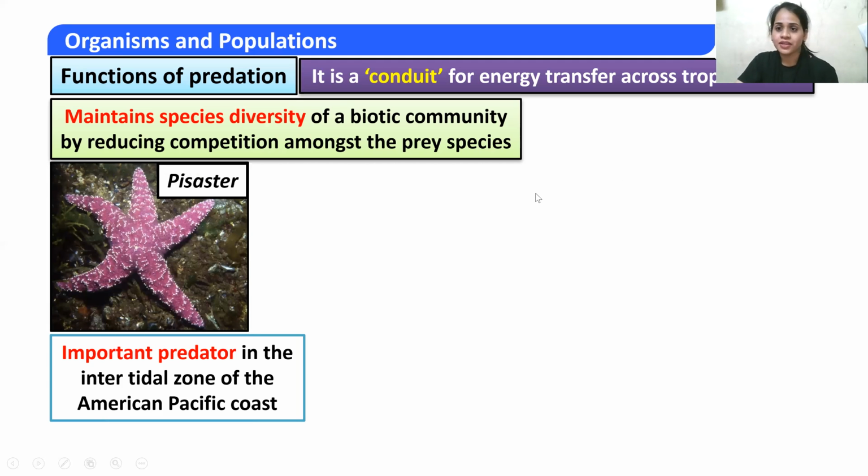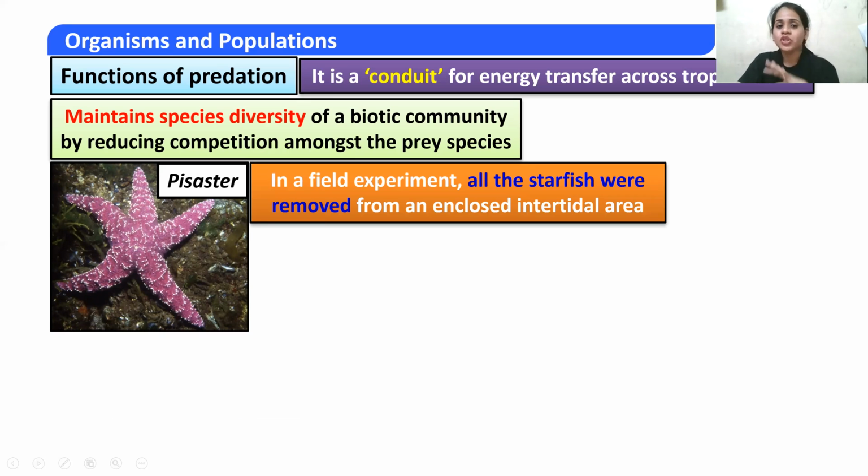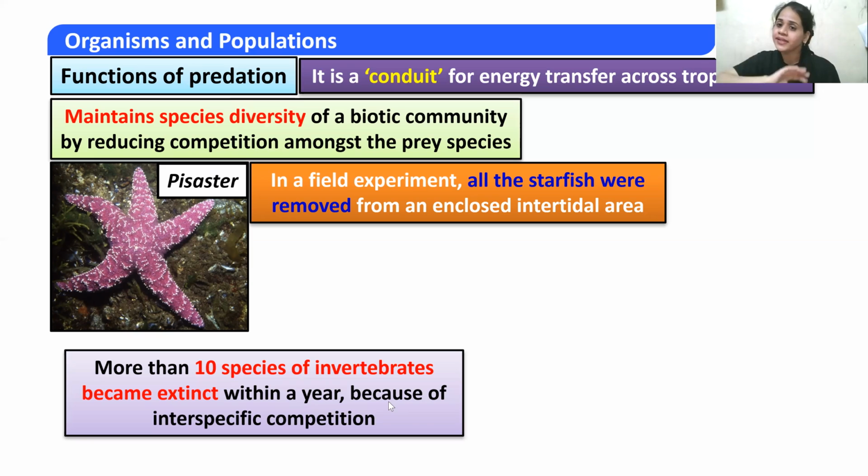So Pisaster is an important predator in the intertidal zone of the American Pacific coast. Please remember the examples. They are very important for your exams. The first example we are going to talk about is Pisaster, one of the very important predators in the intertidal zone. In a field experiment, all the starfish were removed from an enclosed intertidal area. Starfish eat up the prey. More than 10 species of invertebrates became extinct within a year because of interspecific competition. So Pisaster became the predator and the species that became extinct were the prey.